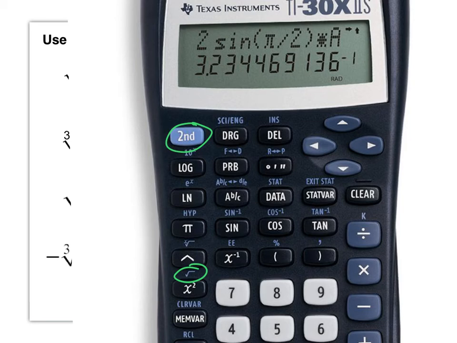If you're doing an nth root, like a third root, you would type the root first and then use this button. So for the third root, type in 3 and then second and then this button and then what's under the radical sign.